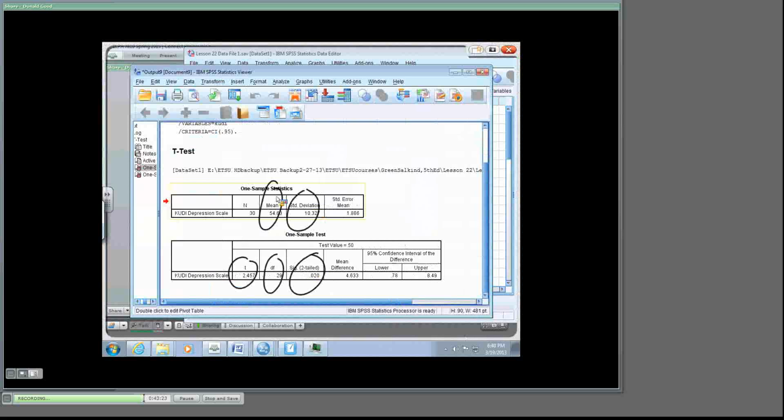So, somewhere I'm going to write t for, and where does the 29 come from? It's the degrees of freedom. Where does it come from? If you scroll down, you'll see there were 30 of them, as the problem said. So there are 30 cases, so 30 minus 1 is 29. The t-value for 29 degrees of freedom is 2.457.